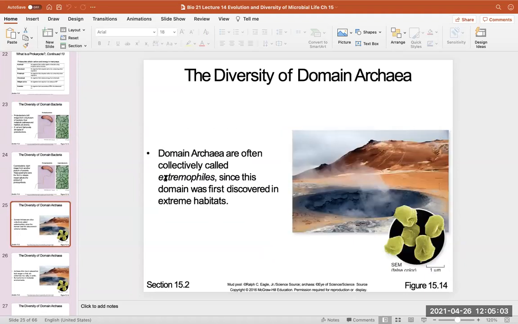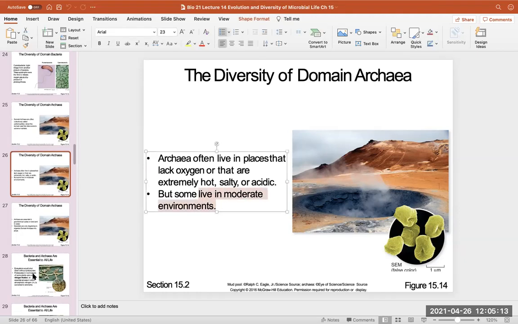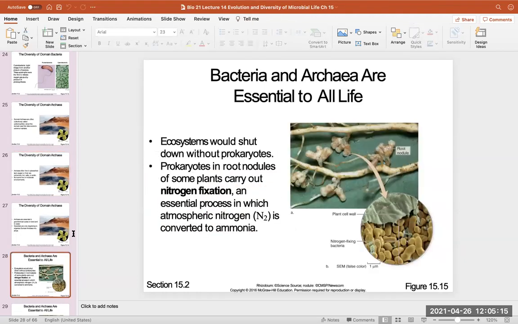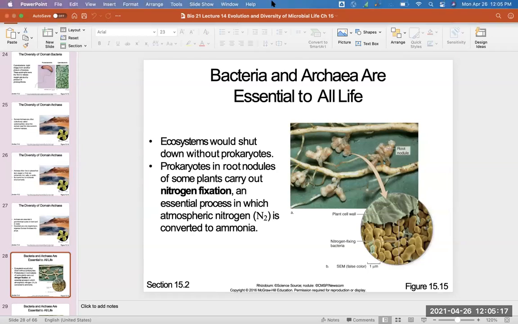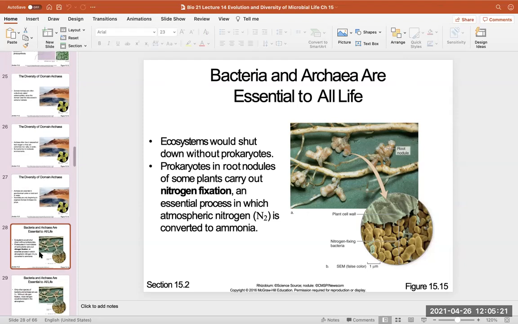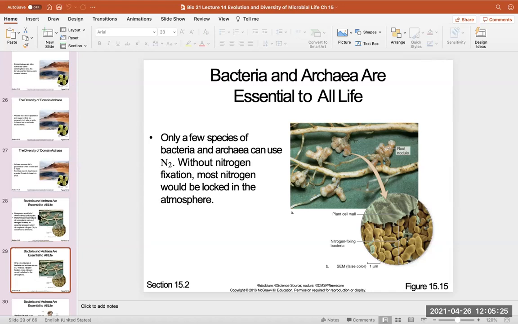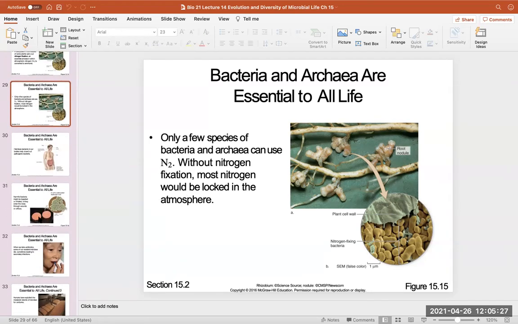Archaea, they're found in extreme environments. They are extremophiles. So environments that are salty, acidic, hot. Some live in moderate environments. Bacteria and archaea, they're essential to life. They do nitrogen fixation. Otherwise, all the nitrogen in the environment would be locked up. We wouldn't be able to use it. So that's why we need bacteria and archaea for that.